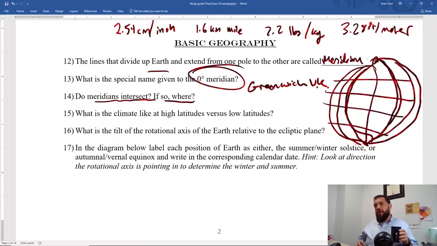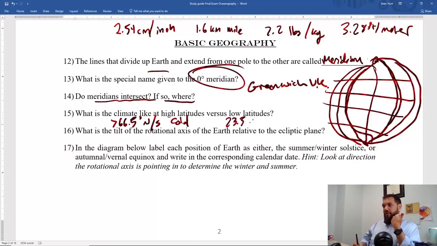Okay. Now, what's the climate like at high latitudes? Okay. At high latitudes, that means up to 90 degrees north or south, it's going to be cold. Anything that is greater than 66.5 degrees north or south is going to be cold. All right. Anything that is between 23.5 north and south is going to be tropical. So those are the tropics. Remember, the tropics are at 23.5 north-south. Tropic of Cancer is north. Tropic of Capricorn, south.